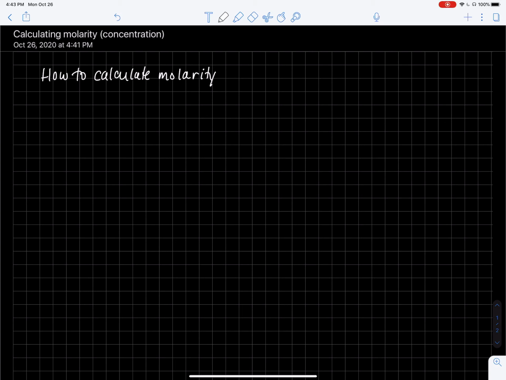Hello, Chem 110. This video is about how to calculate molarity, which is the most common way chemists use to describe the concentration of a solution. So start just with some basic definitions. Molarity is defined as moles of solute, that's the thing you're dissolving, over liters of your solution. And we use an abbreviation for this, which is big M.